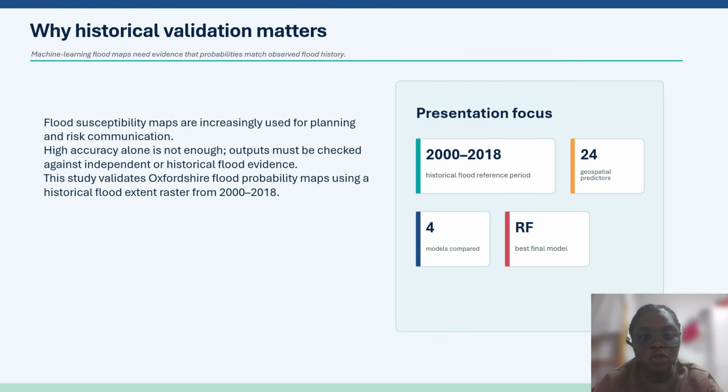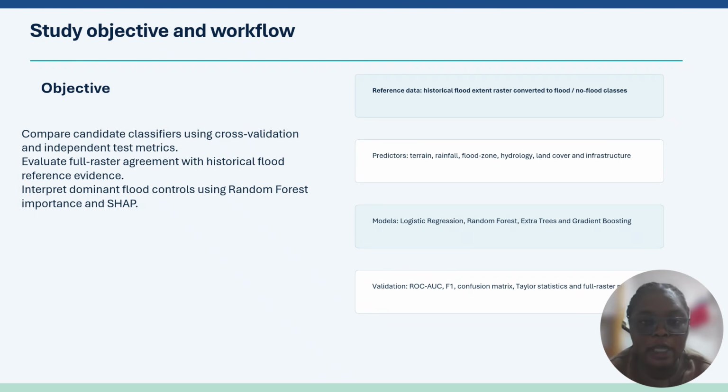So this study doesn't just look at a flood susceptibility map, but also validates machine learning predictions against historical flood evidence covering a period from 2000 to 2018. And we have used about 24 geospatial predictors, compared four machine learning models, and ultimately identified random forest as the best performing approach.